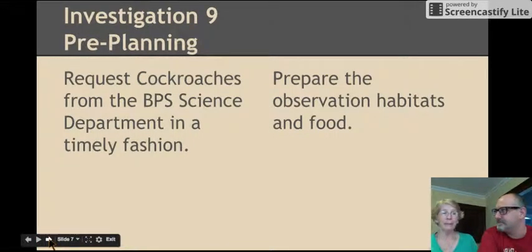Investigation 9, pre-planning, very important here, which I probably should have mentioned in the previous investigation, is to please be certain that you request the cockroaches from the science department in a timely fashion. They do not have an endless supply of cockroaches. And these you don't purchase, you get them from the science department. Yes, so you borrow them, you care for them, you love them, and then you have to return them to the science department. It's a good idea to prepare the observation habitats before they come, just to save yourself a little time, as well as be prepared for whatever foodstuffs you're going to use for the student investigations.